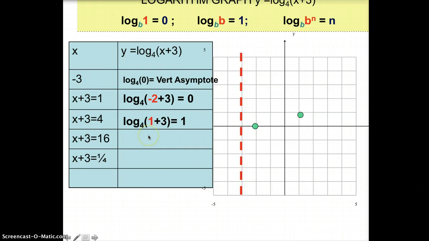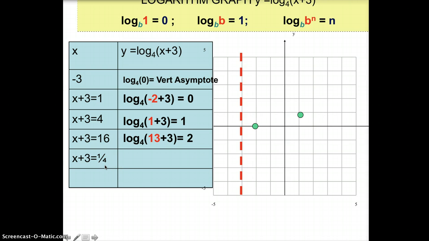Tough thinking. Next one, x plus 3 equals 16. Remember, 16 is 4 squared. That's exactly the number I'd like to use there. In order to do that, I'd have to subtract 3 from 16. That would give me 13. 13 plus 3 is 16. 16 is 4 to the second, and 4 to the second, of course, would be way out there.